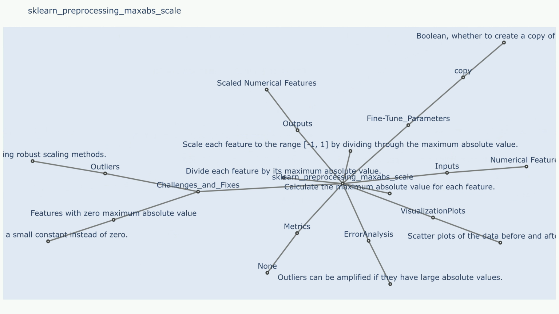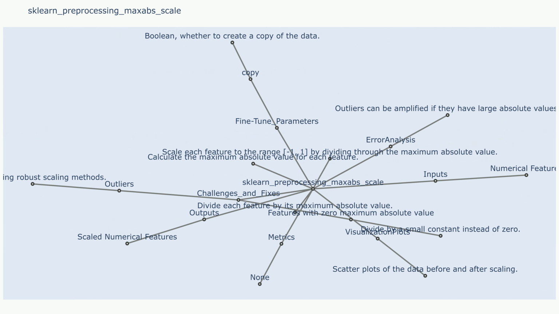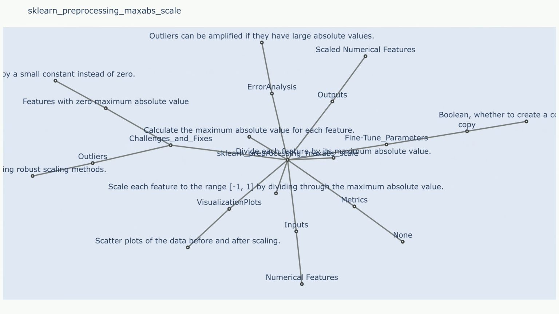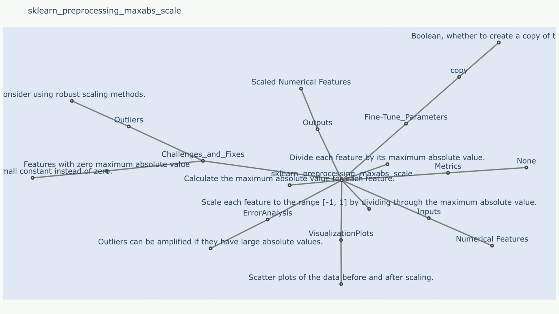Inputs. A 2D NumPy array representing the data with features as columns. Outputs. Scaled, a 2D NumPy array representing the scaled data with features as columns. Steps. For each feature in X, calculate the maximum absolute value. Divide each feature in X by its respective maximum absolute value.